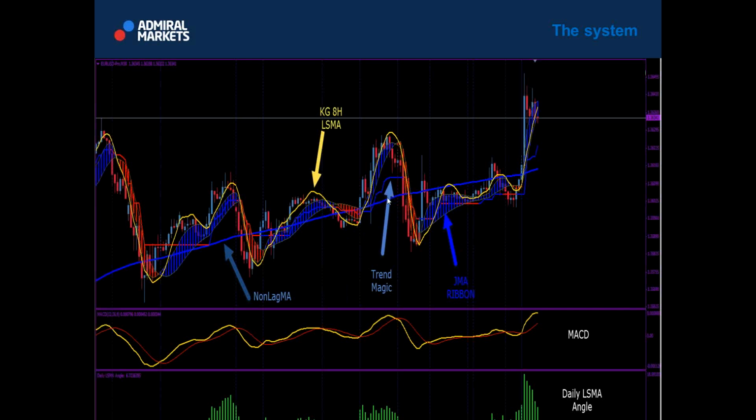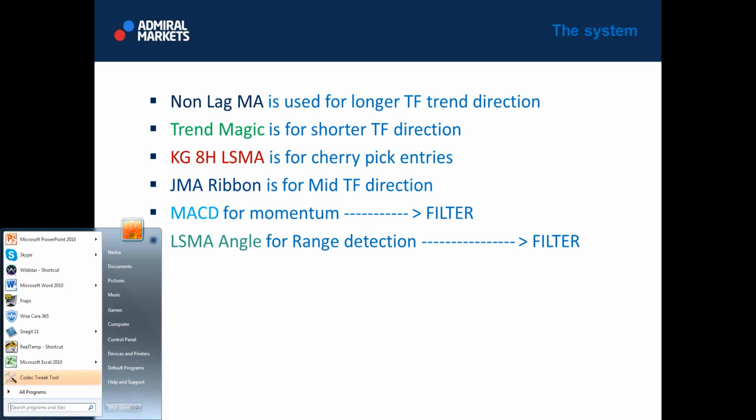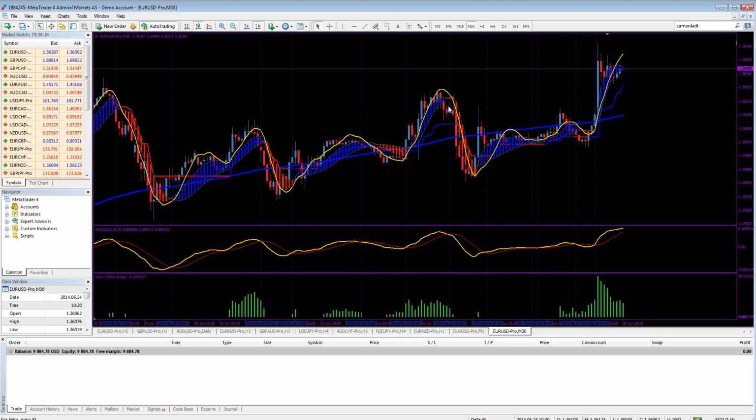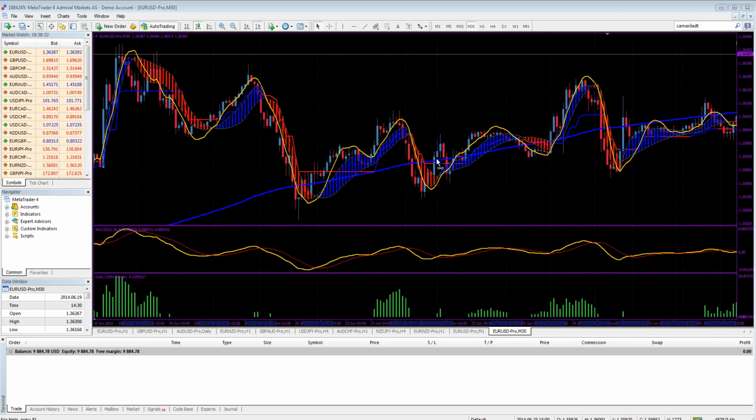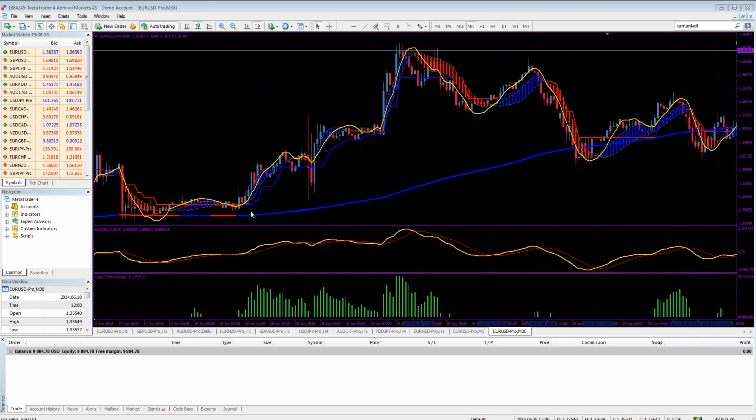Now let's switch on to real time chart here and let's see how the system can behave. At this point we can see that non-lag EMA is long, so we will be only searching for long trades. Short only for short trades, so long trades only. From this point, long trades only.